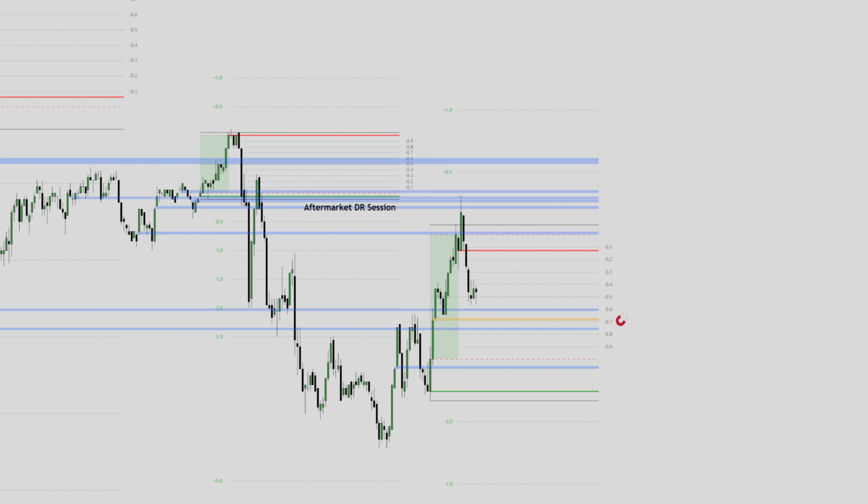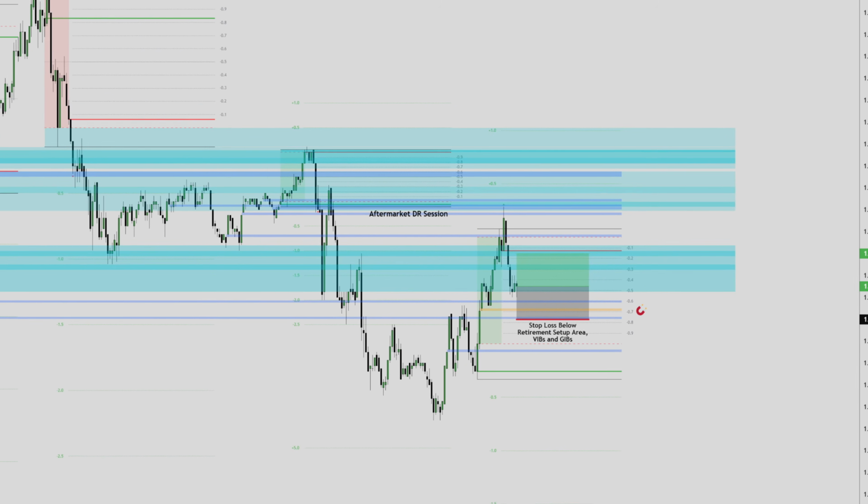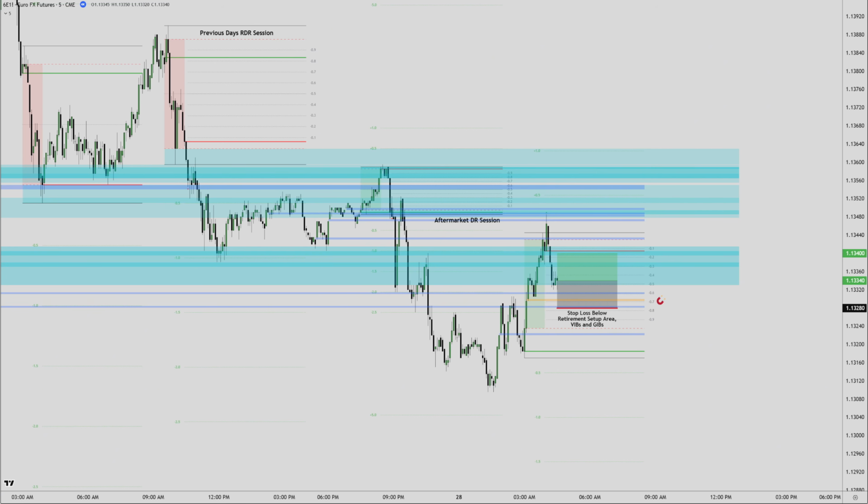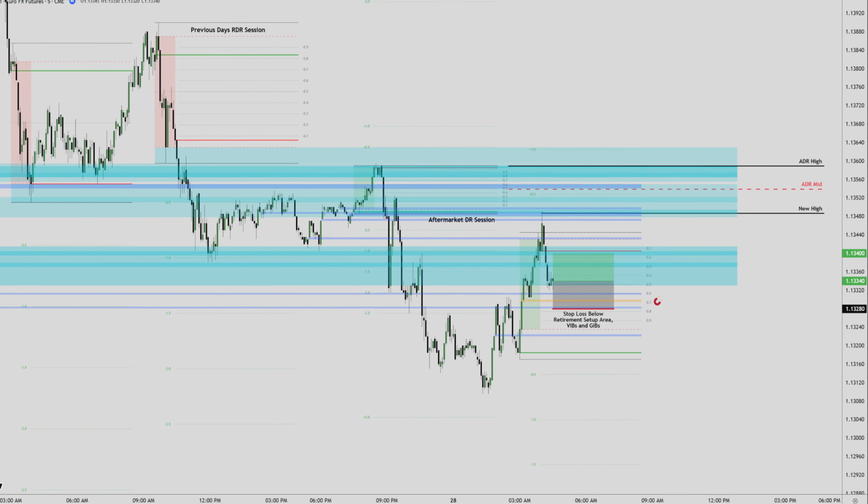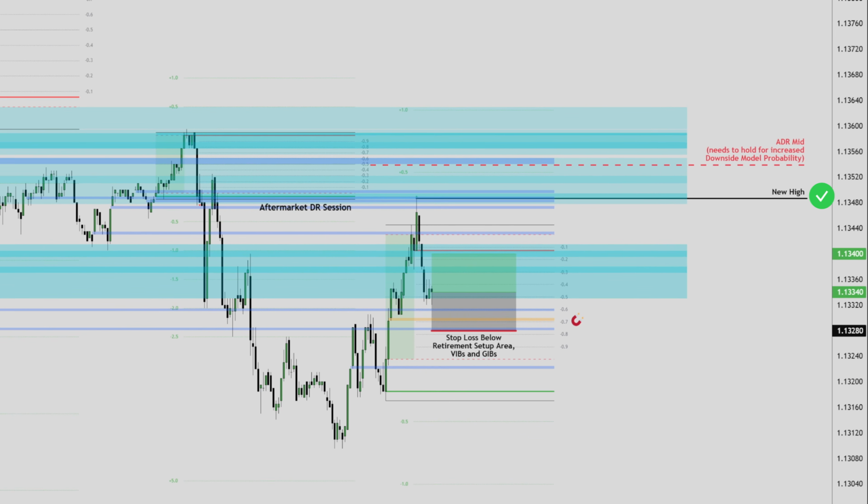So, if you're thinking about a trade off from the IDR mid rejection, your stop loss should cover the beginning of the retracement setup area and in this case also the open magnetic volume imbalance and gap imbalances. Now the question is, where would you set your target for the trade? Would it be a new high, the aftermarket DR session mid, or even the aftermarket session highs? It's either a new high or maximum the ADR mid. Since a new high offers less than 3R, the ADR mid would be the better play, as it offers 3.3R and is a very crucial point in this DR model constellation.